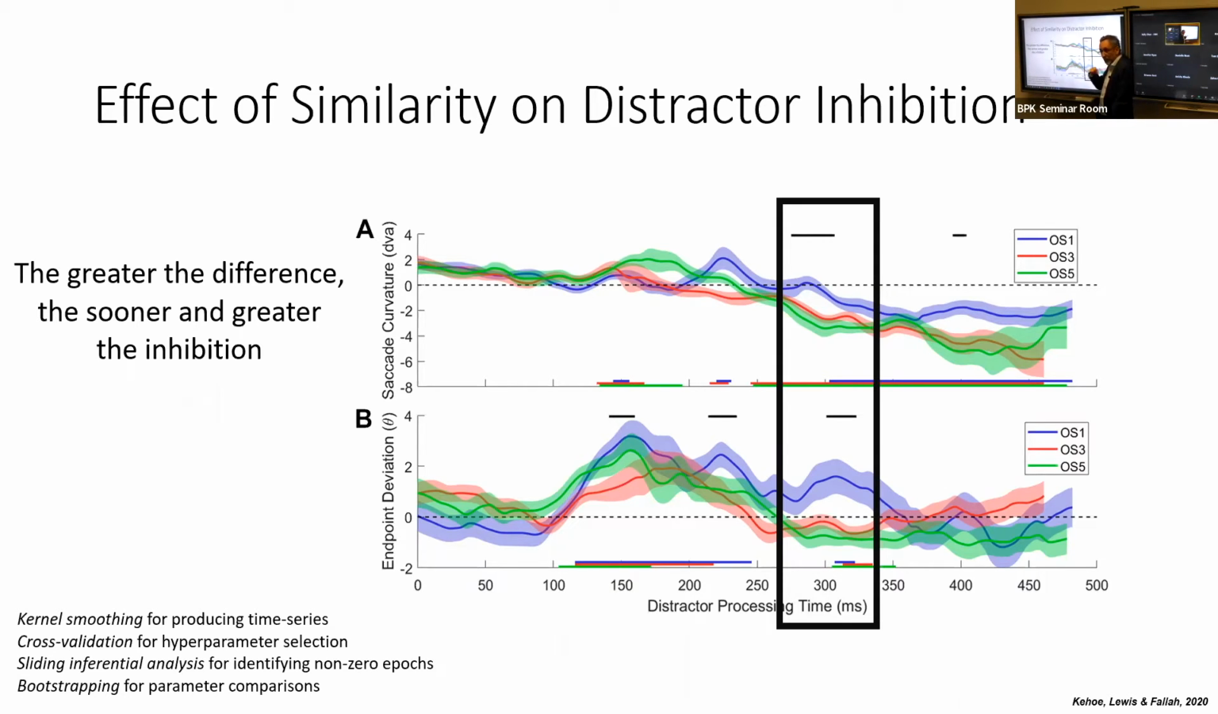You know how I said there was no effect? It's actually quite interesting in that OS3 and 5 actually have the endpoint shifted away from the distractor. OS1 is actually still shifted towards the distractor in that period. So what this is saying is for endpoint deviation, if it's really similar, it can't be inhibited and it continues to drive a competitive eye movement. But for greater differences, the distractor is inhibited and it's separated.